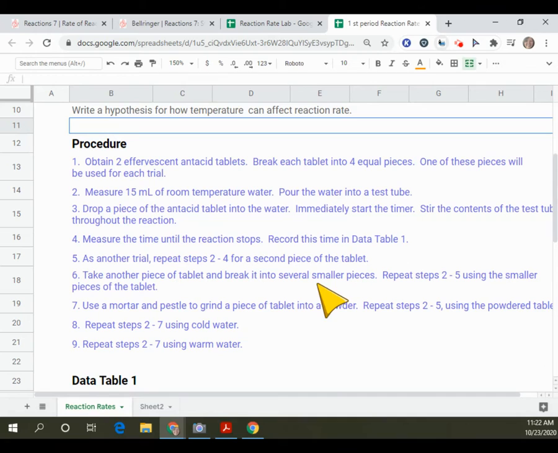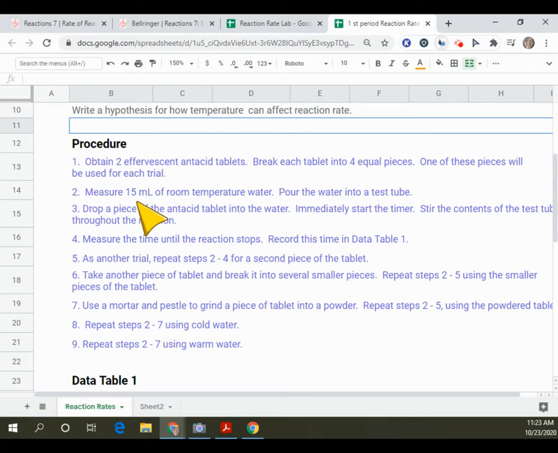Okay, so here's the procedure that we're going to go through. These effervescent antacid tablets are kind of like an Alka-Seltzer or something you might take for a stomach ache. You put it in water and dissolve it, so you can find these over the counter, but we're going to break them into 4 equal parts. One of the pieces will be used for each trial.